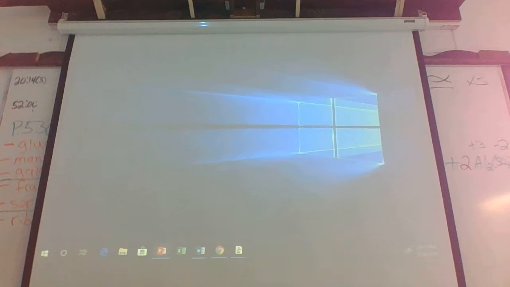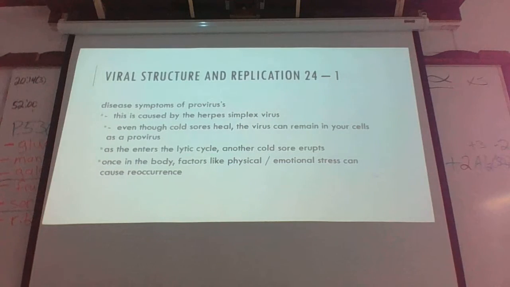Okay, so as we continue in this section about viruses, we had just left off with talking about viral structure and replication.